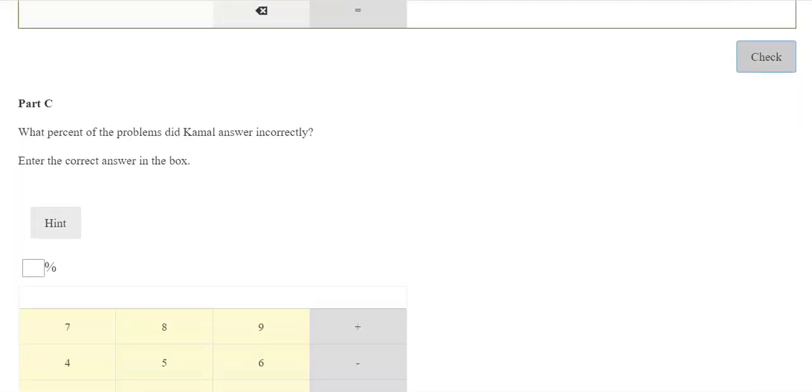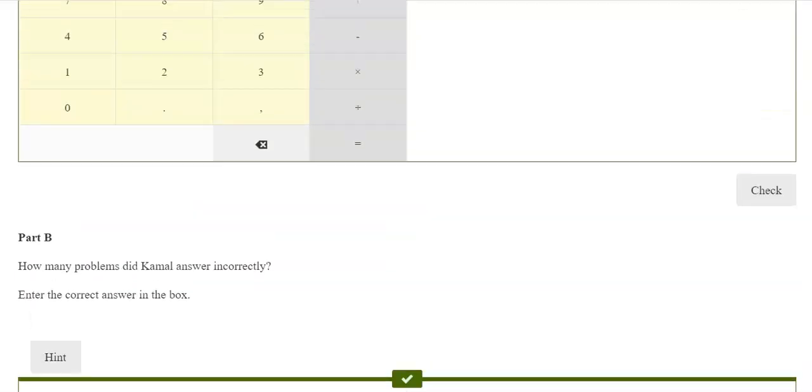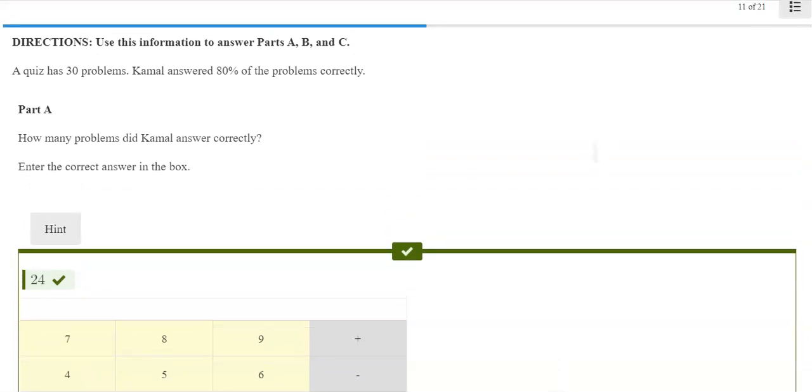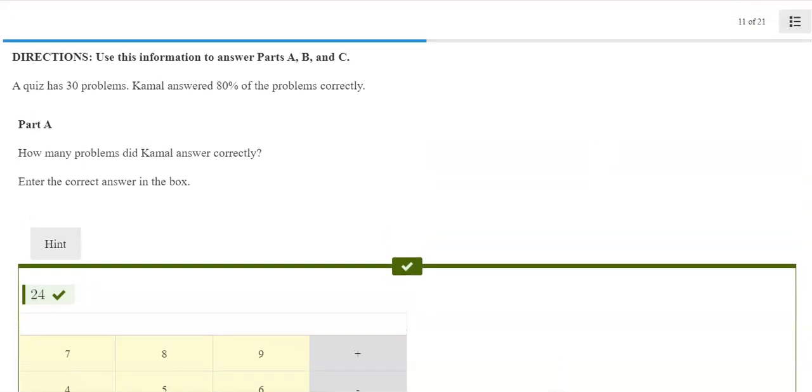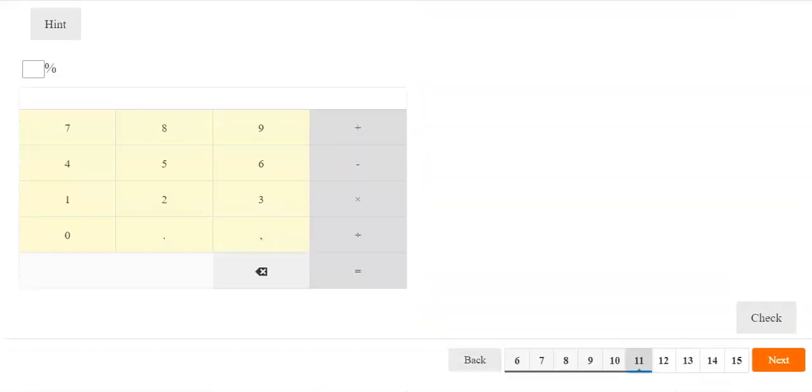And then what percent of the problems did Camille answer incorrectly? So they got 80% correct. 100 minus 80 is 20, so 20% incorrectly.